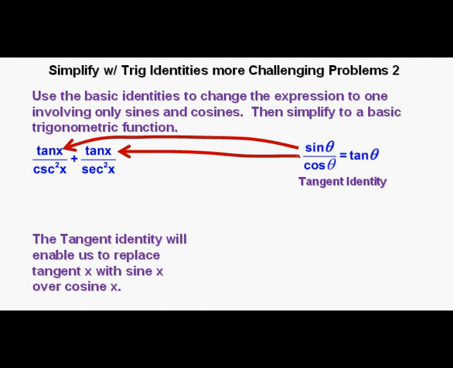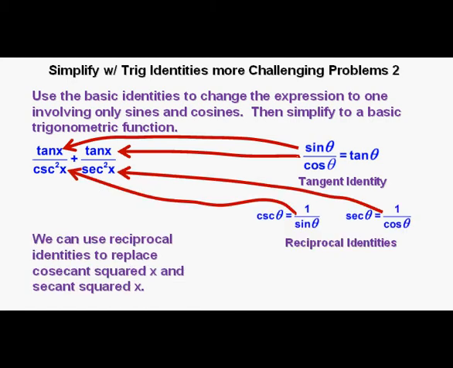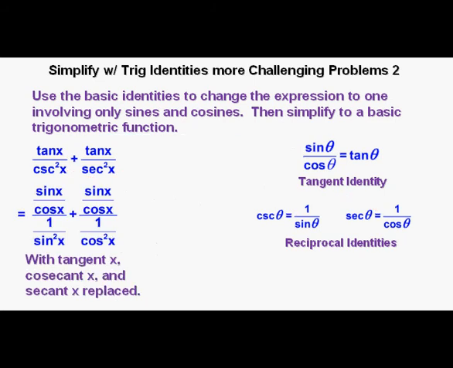We'll use the tangent identity to replace tangent x with sine x over cosine x. And these two reciprocal identities using the cosecant and the secant will enable us to get cosecant squared x and secant squared x to be 1 over sine squared x and 1 over cosine squared x respectively. And here's the expression with tangent x, cosecant squared x, and secant squared x replaced.